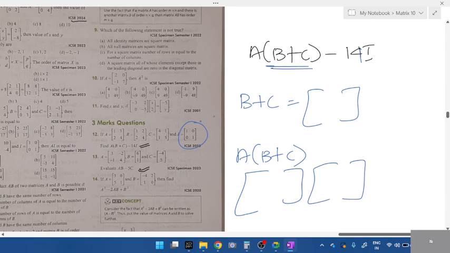If it is not given, I have told you what to take. 1, 0, 0, 1. So in 2023, they have given such a question. You can try 2023, 2020, all these questions.